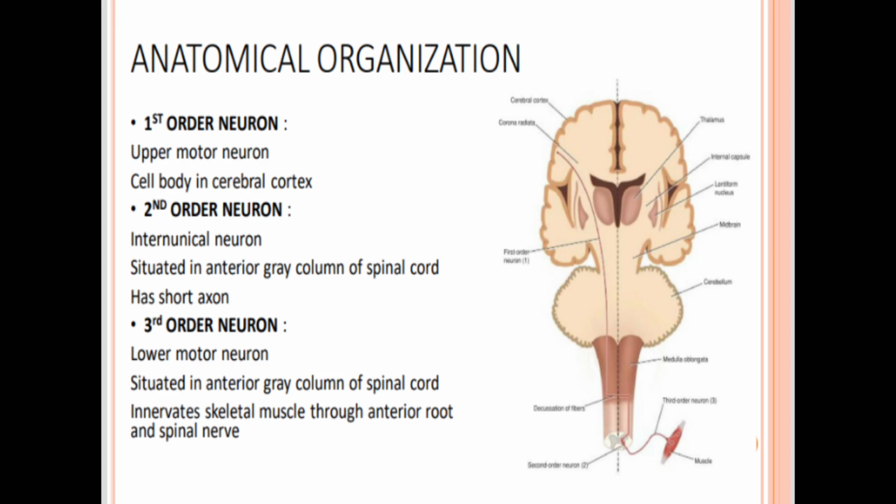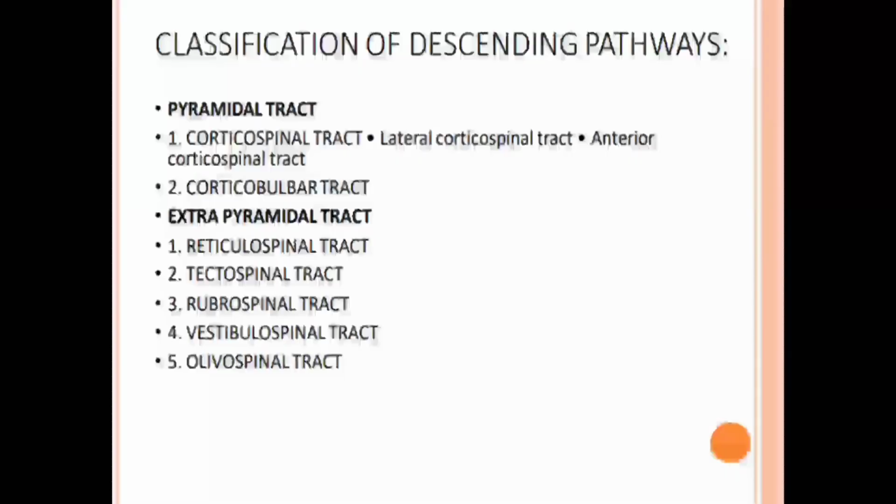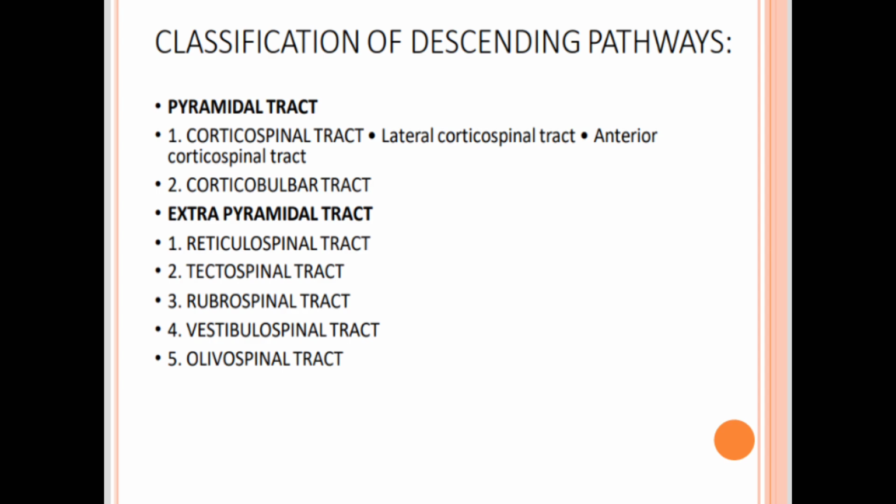The third order neuron is known as the lower motor neuron, and its cell body is located in the anterior gray column of the spinal cord. This neuron gives rise to axons that directly innervate the skeletal muscles through the anterior root and spinal nerve. Now let's talk about the classification of descending pathways.